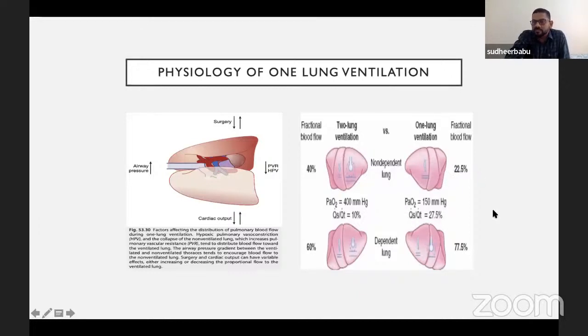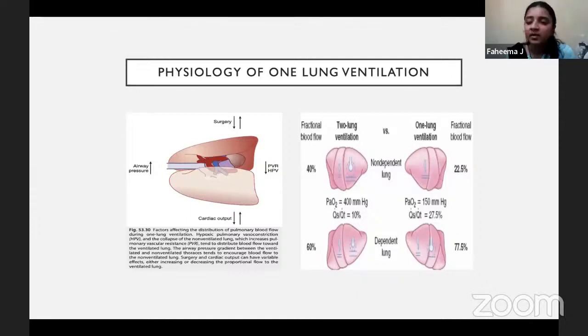So because this is a total shunt during one lung ventilation, your PaO2, if you ventilate with 100%, will be only 150 because your total shunt will be 27.5%. So what is shunting, first of all?